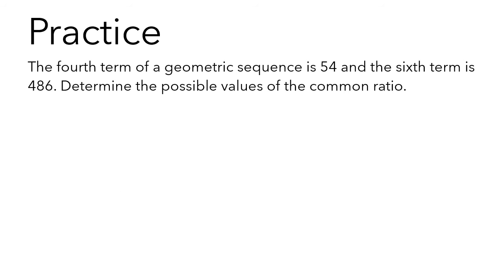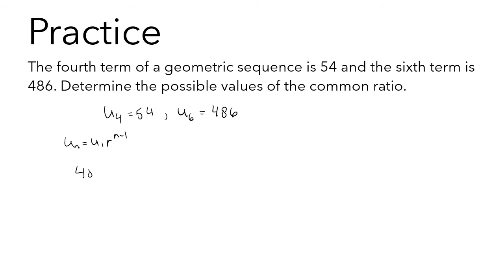Okay, the 4th term of a geometric sequence is 54, and the 6th term is 486. Determine the possible values of the common ratio. So the 4th term here is 54, and the 6th term is 486. I need to find the value of the common ratio. So remember, the formula is un equals u1 r to the n minus 1. I'm going to set up 2 equations.